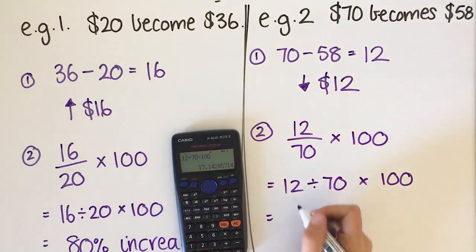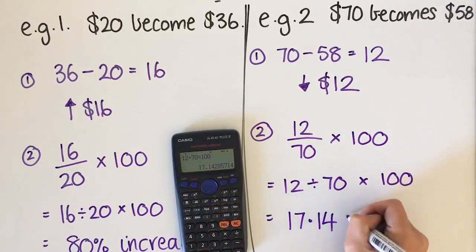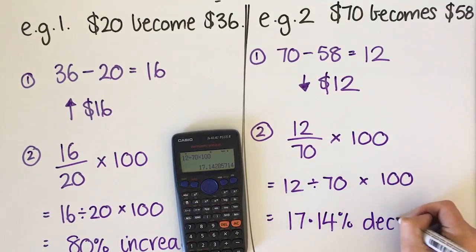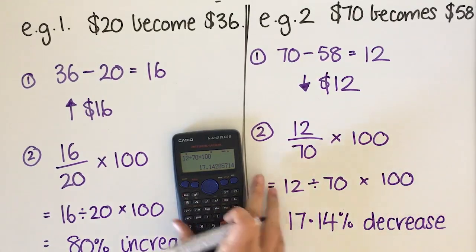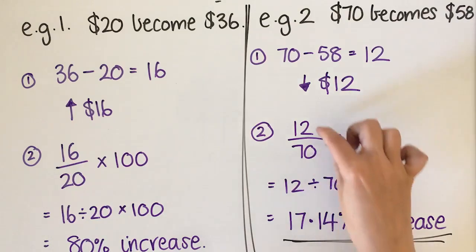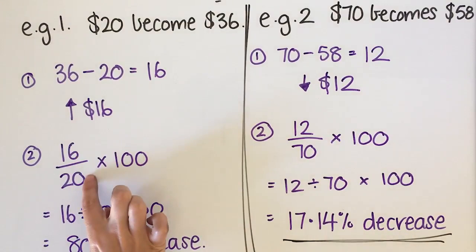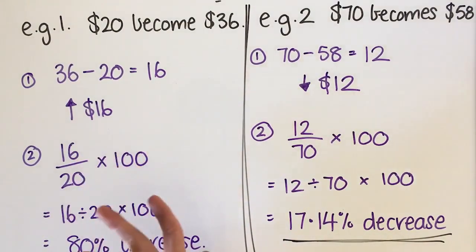So that's going to give me 17.14% decrease. Okay, so it's gone down 17.14%. And you can see that this is going to be a smaller number because 12 is quite small in comparison to 70. Okay, it's a small number compared to that. So you're going to get a small percentage. Whereas 16 compared to 20 is quite a big number. It's close to 20. So you're going to get a big number here. So that's a way that you can check if your answer makes sense.